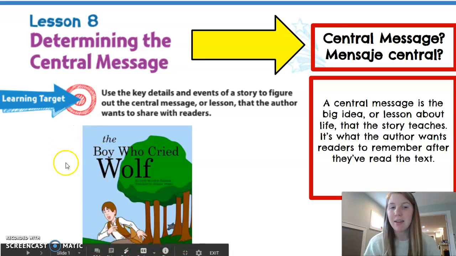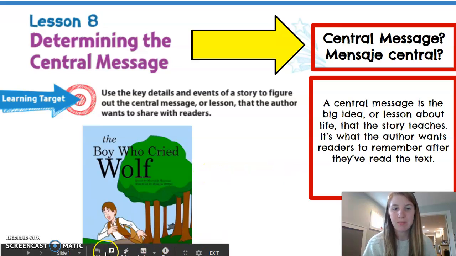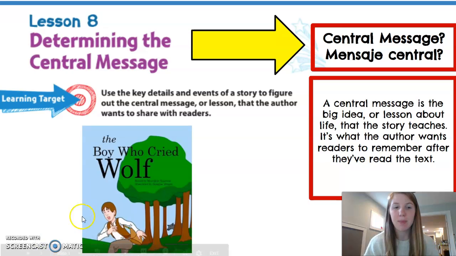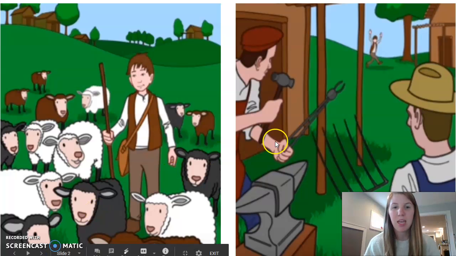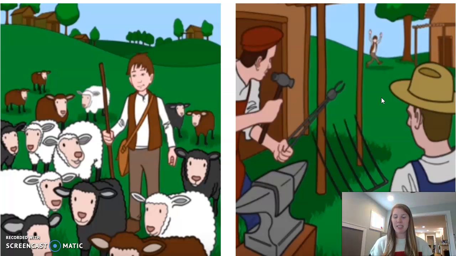So, to start us off today, I'm going to remind us of a story called The Boy Who Cried Wolf. I want you to think about, have you heard this story before? Most of us have. So basically, in this story, there's a boy who takes care of lots of sheep, these little animals. And he's very lonely. So he decides, here he is over here, to cry wolf in his town. And he's like, wolf, wolf, there's a wolf. They're going to get the sheep.